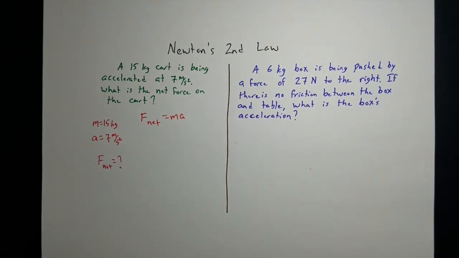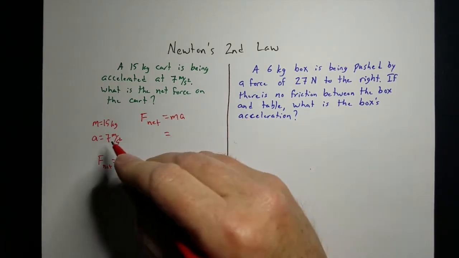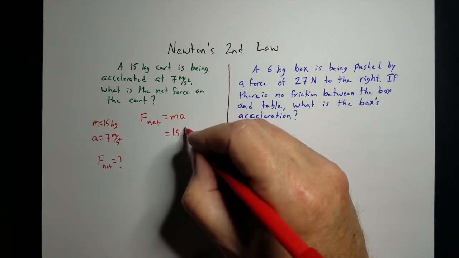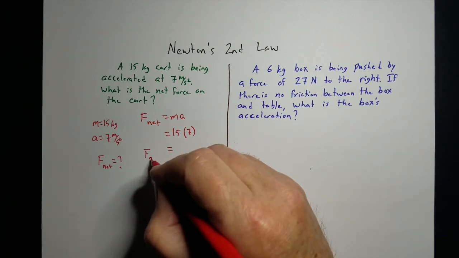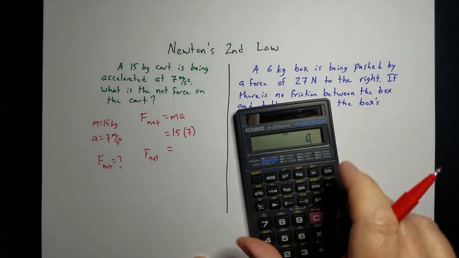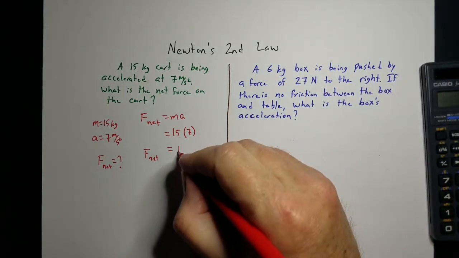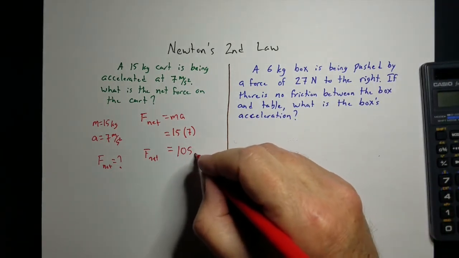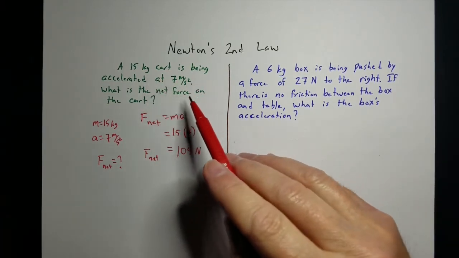Now, if it doesn't mention anything about any extra forces, then the net force is the force being applied to that object. And so we just have to fill in the numbers. Mass is 15, acceleration is 7. And so if we take 15 times 7, we get 105. So that means that the force being applied to it is 105 newtons to get that cart to accelerate at that rate.